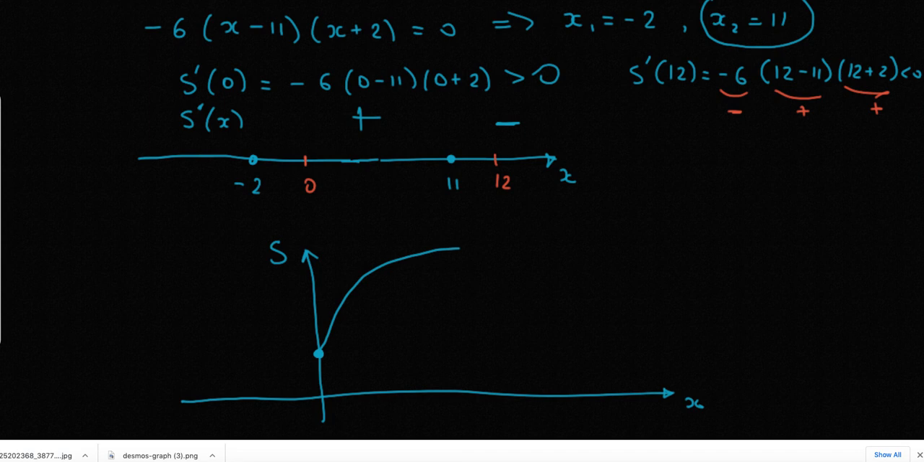And then as we approach x equals 11, the graph becomes less and less steep. It becomes horizontal at x equals 11. And then since the derivative becomes negative as soon as we cross to the right-hand side of 11, the sales will begin to decline. And so this analysis tells us that at x equals 11, the sales will reach their maximum value. So this is the absolute maximum.